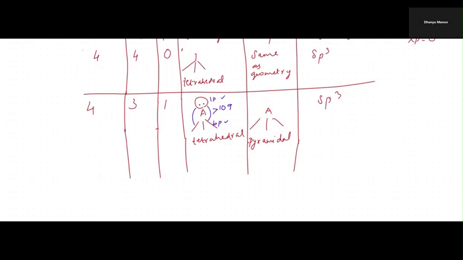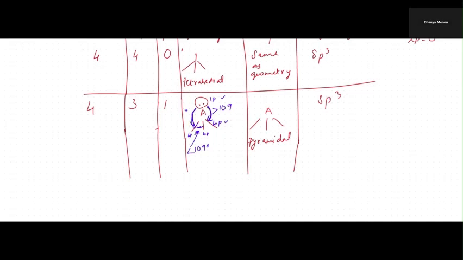Similarly, this bond angle is also greater than 109 degree. And this bond angle, because of bond pair repulsion, and also because this lone pair is pushing this bond pair, this bond angle is less than 109 degree because this lone pair is pushing this bond pair.